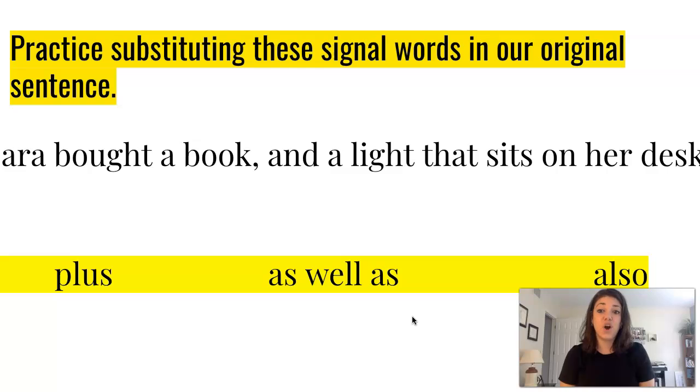Now the next word, also, is a little bit tricky. We're going to have to add a period somewhere in this sentence to make also work. So we're going to say, Sarah bought a book, period. Also, she bought a light that sits on her desk. So that's how the word also would work. Sometimes you need to add a period to make the signal words work.